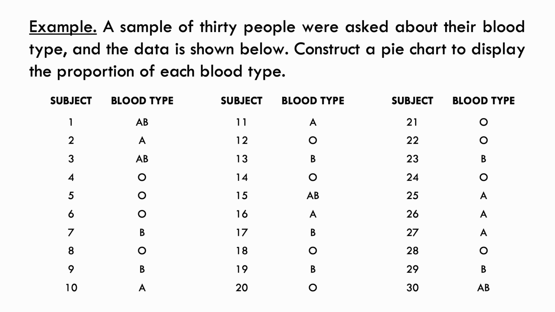Let's take a look at this example. A sample of 30 people were asked about their blood type and the data is shown below. Construct a pie chart to display the proportion of each blood type. So how do we do this?